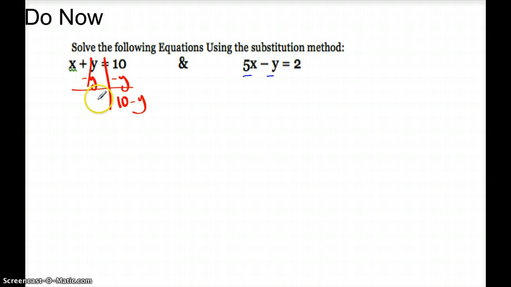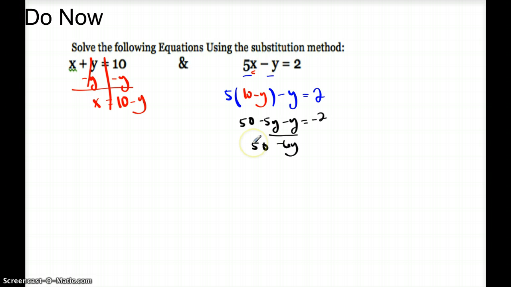These go away. X equals, and I know x equals that, so I'll write in 10 minus y, and I'll write down the rest of the equation. Bring down that 5, there's my x in red, minus my y value equals 2, and then I'll solve. 5 times 10 is 50, 5 times negative y is negative 5y, minus y equals negative 2. Combine my like terms, I have negative 6y, and I have the 50 over here, equals 2.